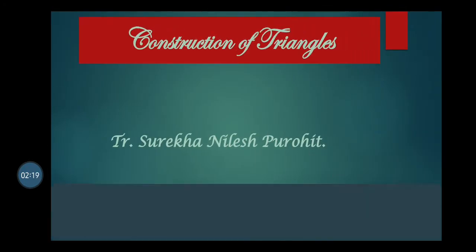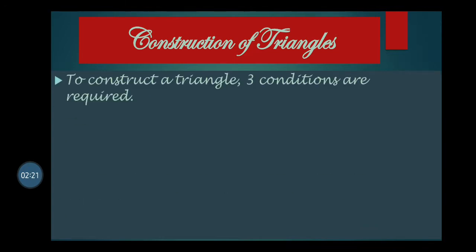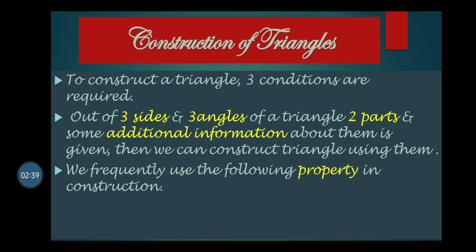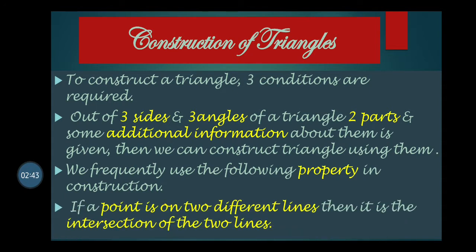Construction of triangles. To construct a triangle, three conditions are required. Out of three sides and three angles of a triangle, two parts and some additional information about them is given. Then we can construct a triangle using them. We frequently use the following property in construction: if a point is on two different lines, then it is the intersection of the two lines.